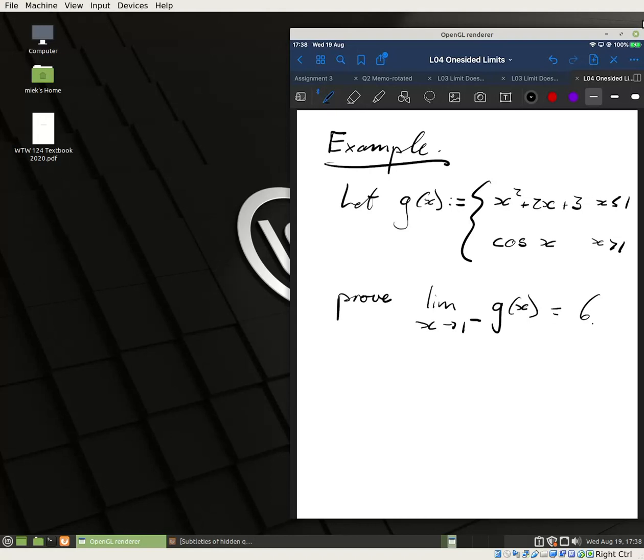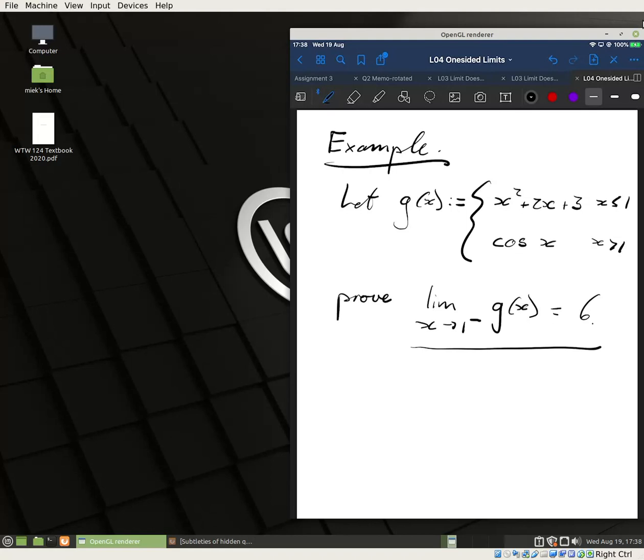So let's take a look at this example. We've got some function g defined as given, and we want to prove that the limit as x tends to 1 from the left, or from the negative side, meaning the left, of g of x is equal to 6.